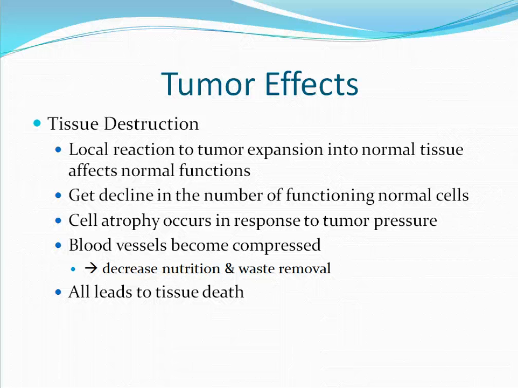The normal cells will begin to atrophy in response to tumor pressure. The blood vessels that supply the normal tissue will become compressed. As a result of this, the normal tissue receives less nutrition and waste products begin to accumulate. All of this will lead to tissue death.